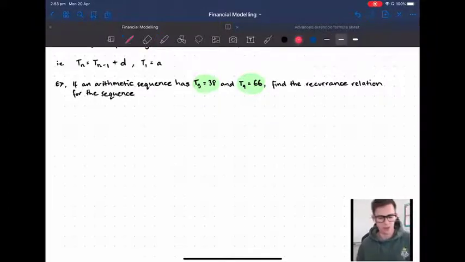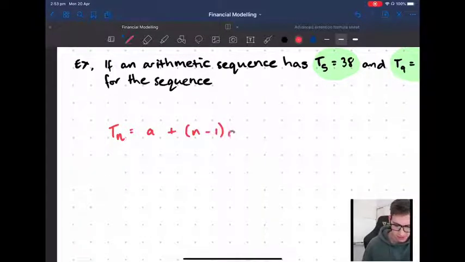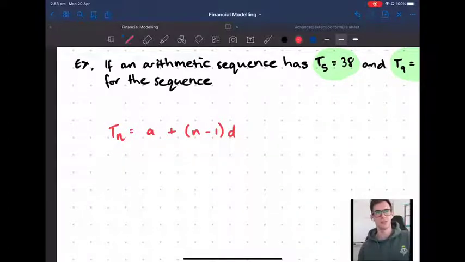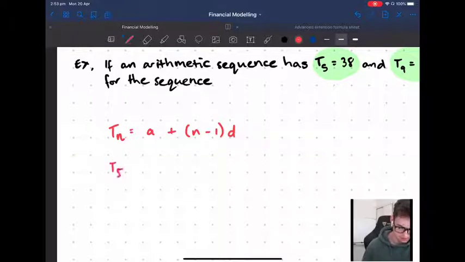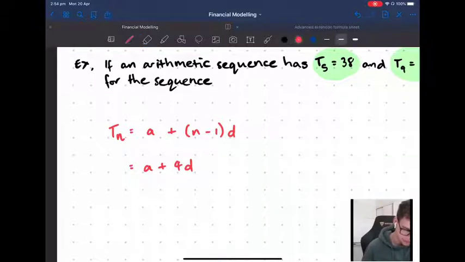Well, you're going to work with what you do know. What we do know is that for any term, for Tn, it's always the first value plus n minus 1 times the common difference. Now we have 2 points that we can put in. We have the fifth term, T5, and that's going to be A plus, now I know what 5 minus 1 is, that's 4 times the common difference. And now the benefit of doing this is I know what T5 is, because T5 is just 38.